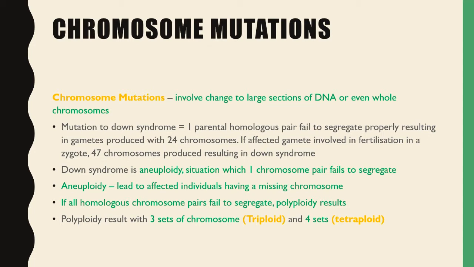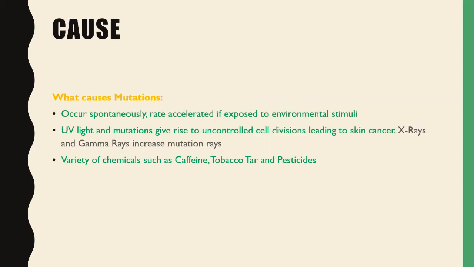If all homologous chromosome pairs fail to segregate, polyploidy results. Polyploidy can result in 3 sets of chromosomes, known as triploid, or 4 sets, known as tetraploid.